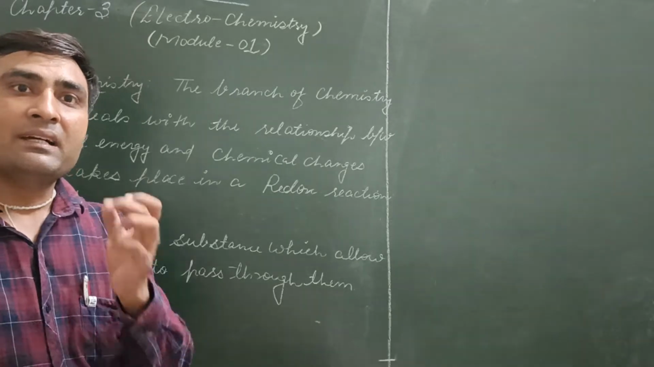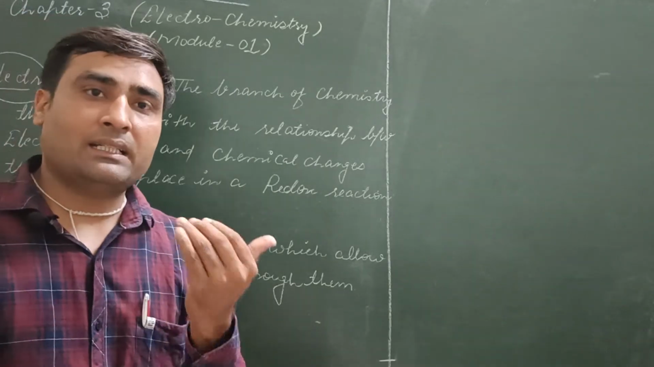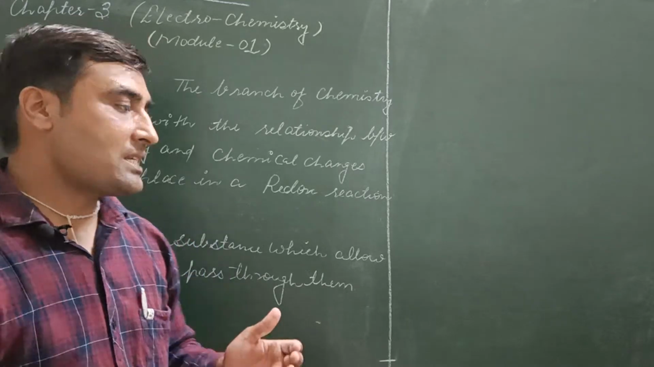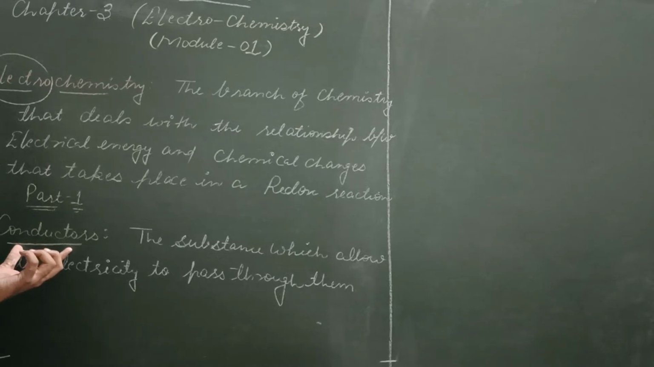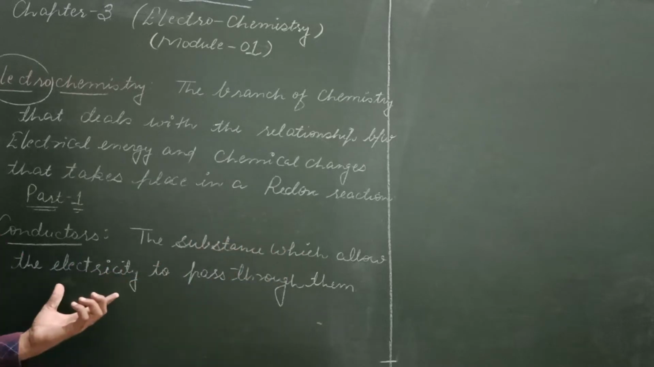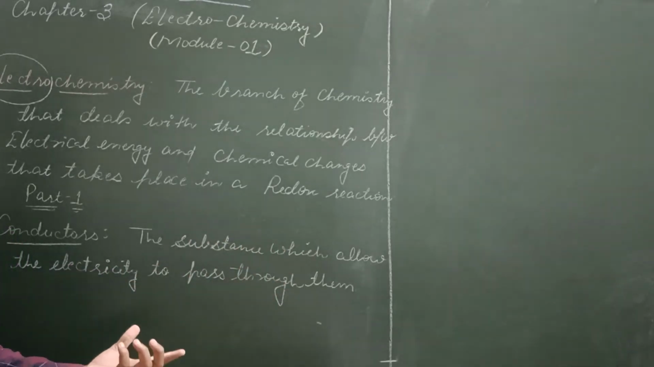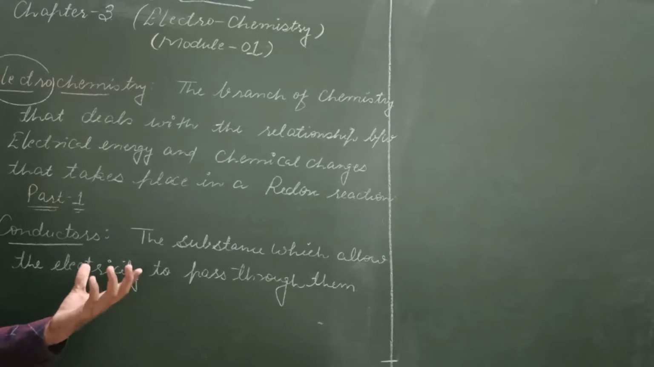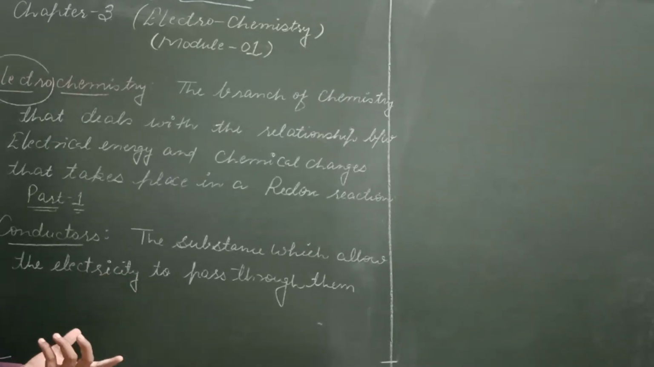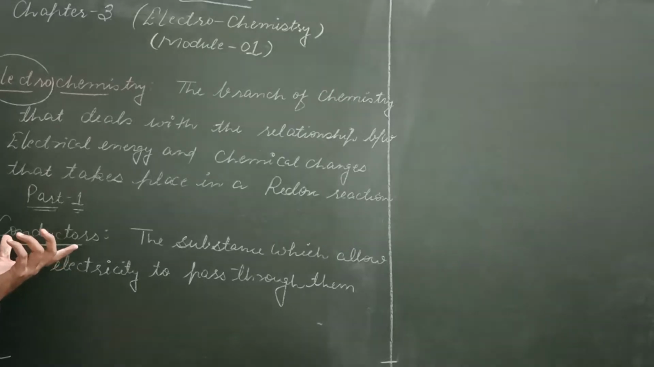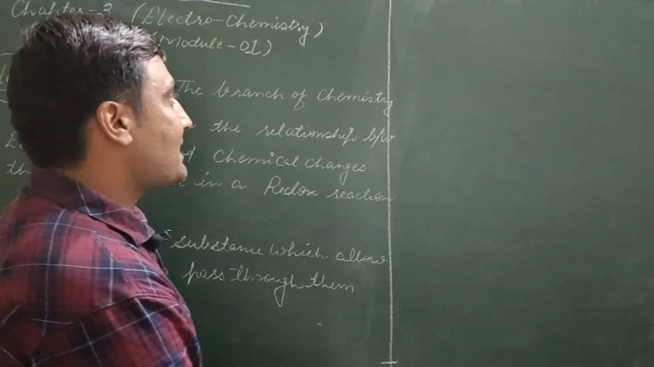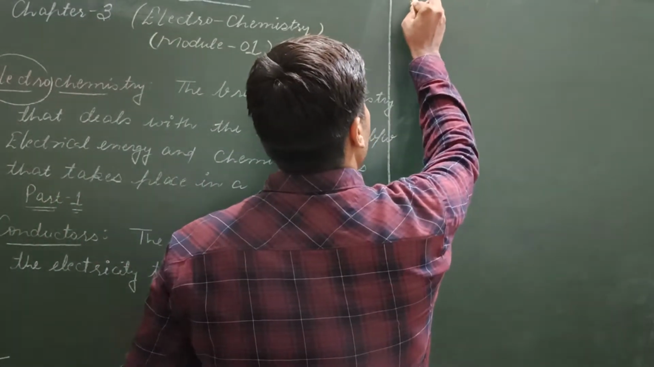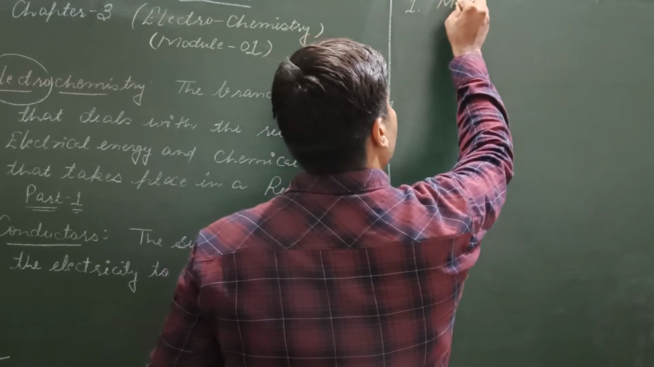And in electrochemistry, we are going to shift into different portions. Let's start with part number one, and the very basic term is called conductors. A conductor may be defined as a substance which allows electricity to pass through it. Metals and electrolytic solutions are all called conductors. Conductors are of different kinds. Let's start with the first type, that is called metallic conductor.